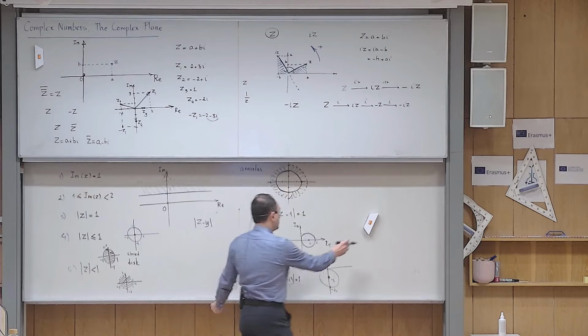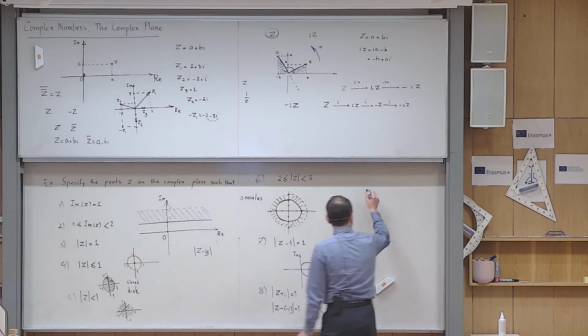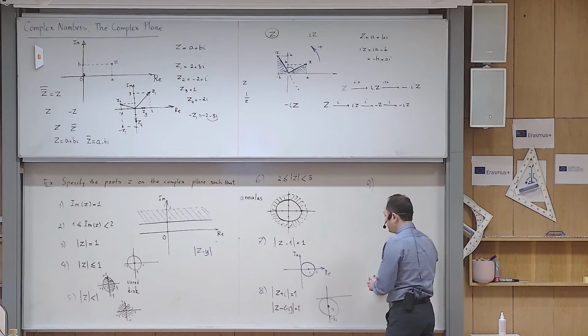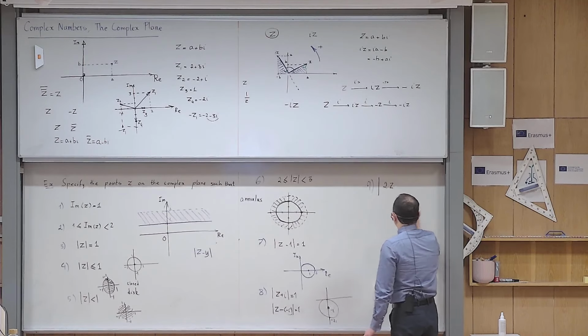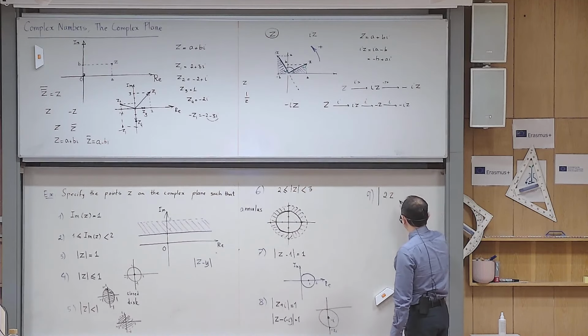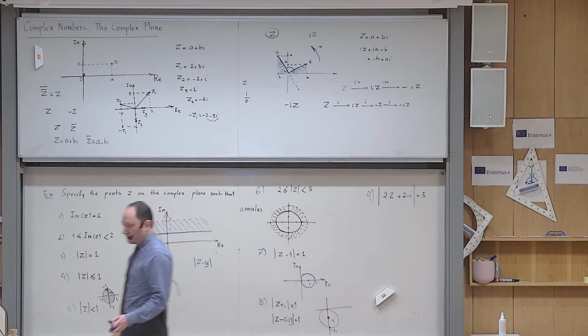Okay, let me make it a little bit harder. So what happens, do you think, here? Now, of course, drawing them becomes a little bit hard, but number 9, let me put 2 here: absolute value of 2z plus 2 minus i, and then absolute value equals to, I don't know, for example, 3. I don't know if I can draw it, but I can explain it for you. Okay, so I want you to visualize this now.